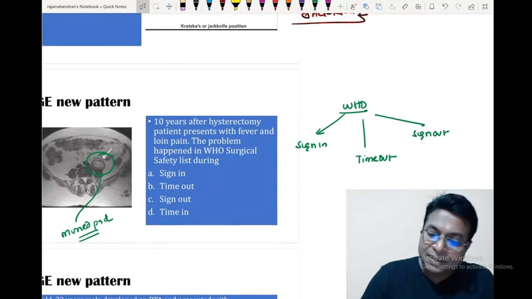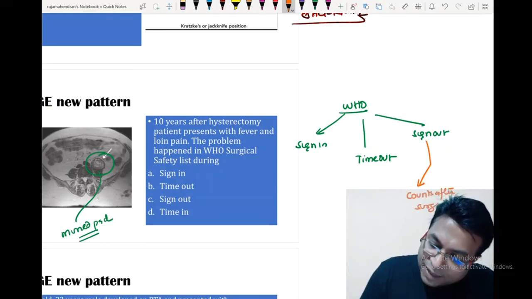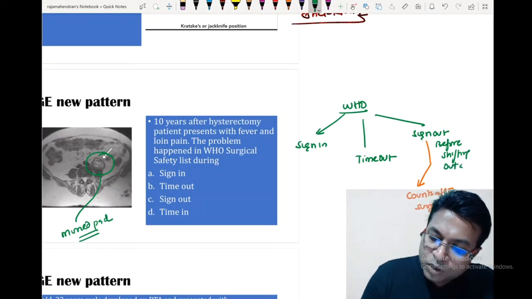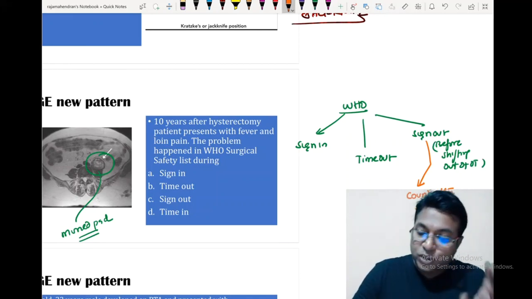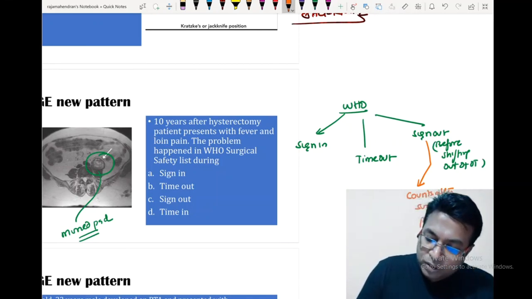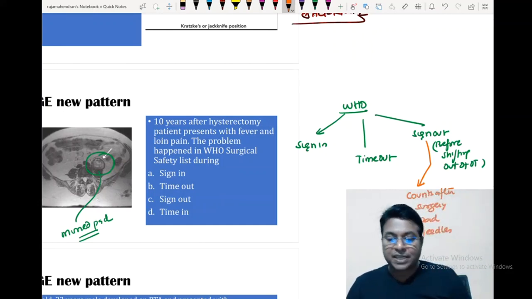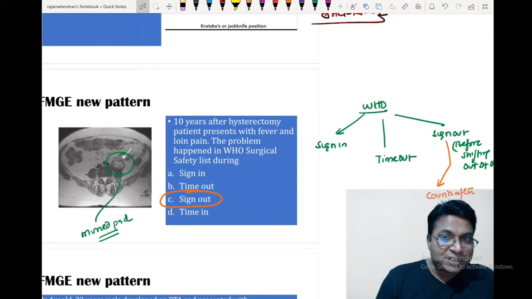Where the problem happened means sign out is a column where they do counts after surgery. So sign out is nothing but before shifting the patient out of OT. Before shifting the patient out of OT, we should count the pads, needles, etc. and confirm we have not kept anything inside the patient. So the answer here is the problem happened in sign out. So this question is a high yield question. I want you guys to read about this WHO surgical safety guideline.